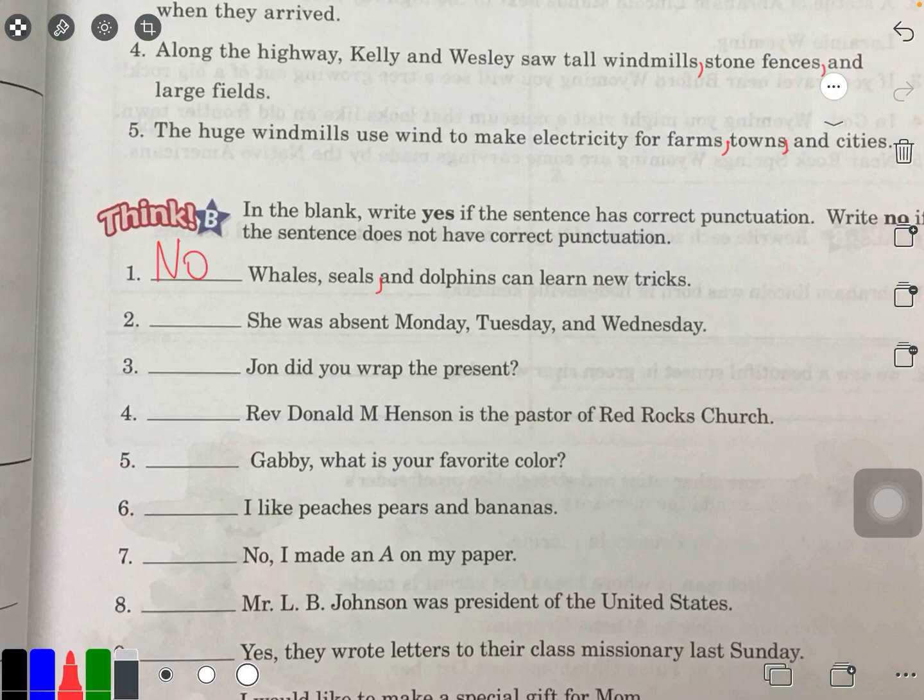Number 2. She was absent Monday, Tuesday, and Wednesday. So I'm assuming the student was absent on 3 days, and they listed the 3 days, and they made sure to use a comma. So this is yes.